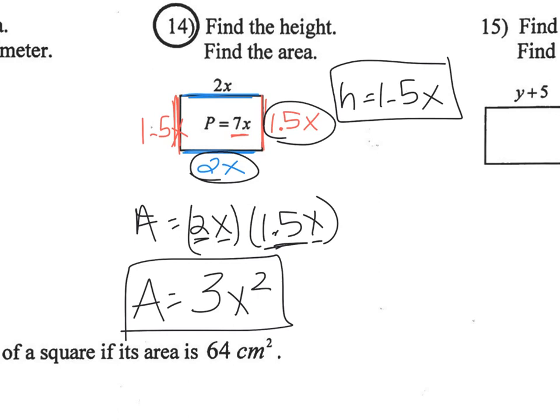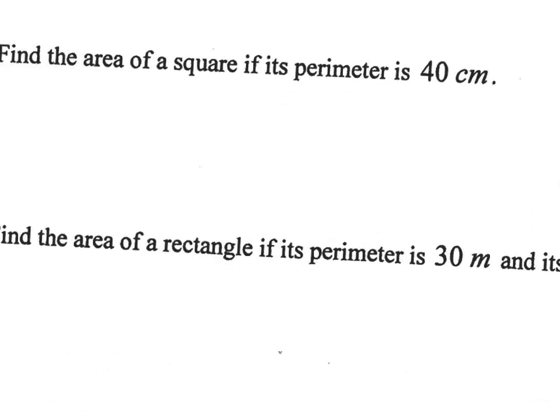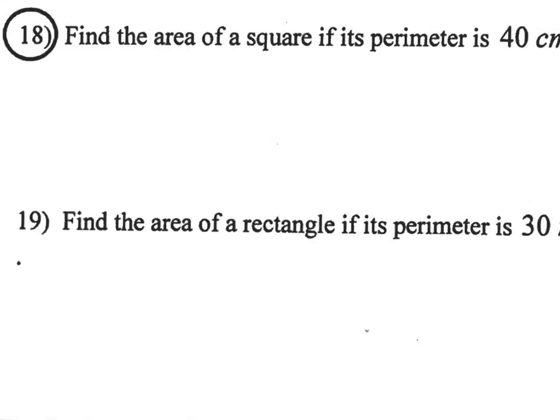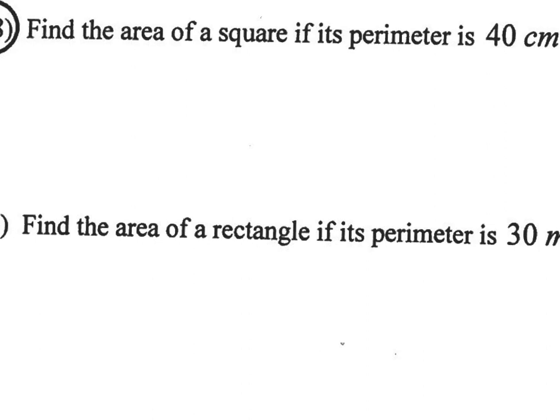All right, so let's move on. And the next one they want us to do is number 18. Number 18 is a word problem. So you're probably going to have to draw it. Find the area of a square if its perimeter is 40 centimeters.